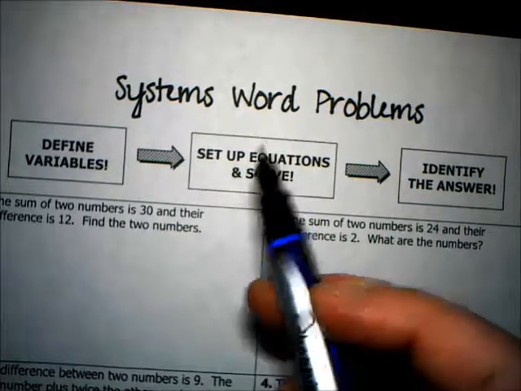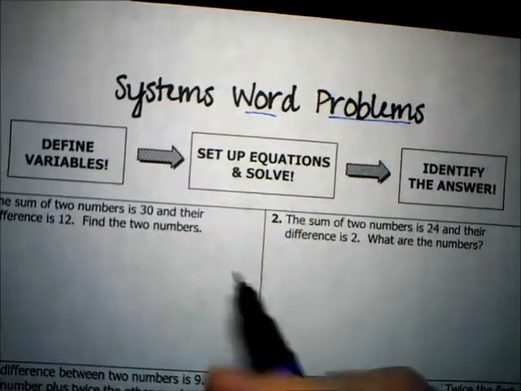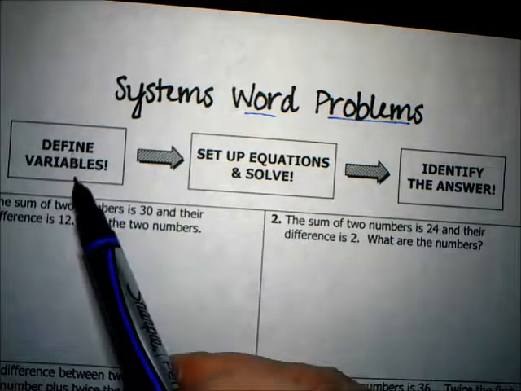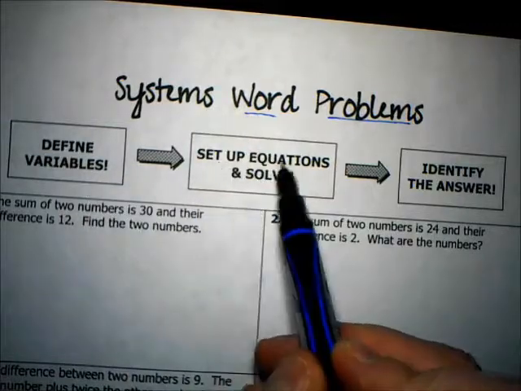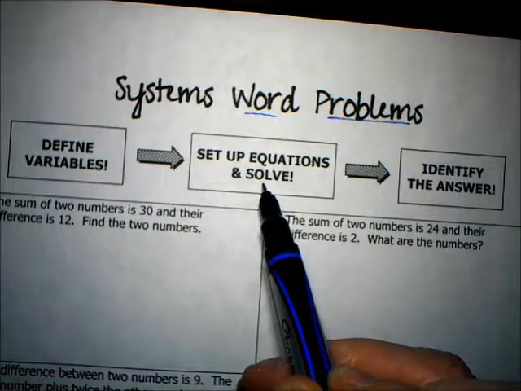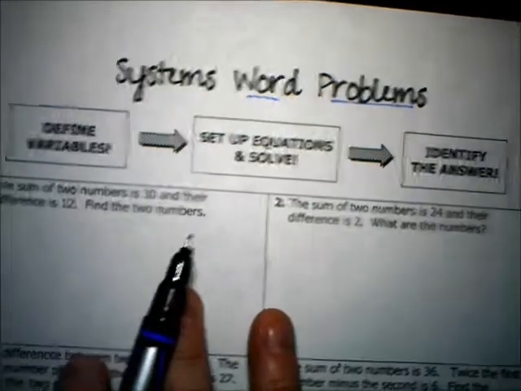Okay, on this set of notes, they're going to have the word problems where we have to actually write our equation and then solve them. So we have to define a variable, which is usually going to be x and y, set up that equation, solve it using any of the methods that we know so far, and then identify the answer, what they're actually wanting the answer to be.